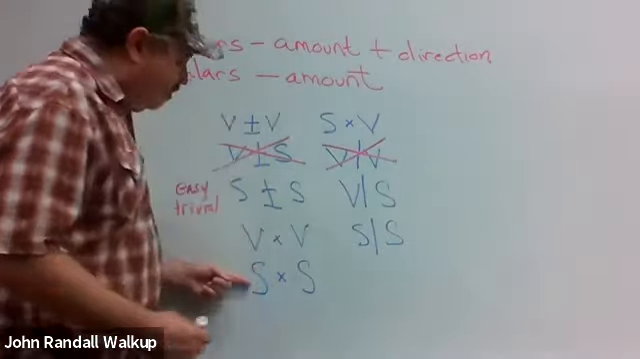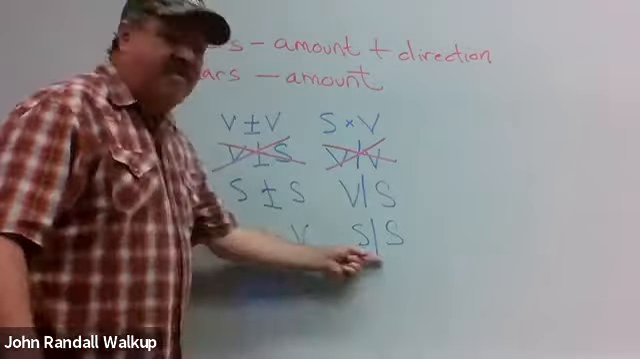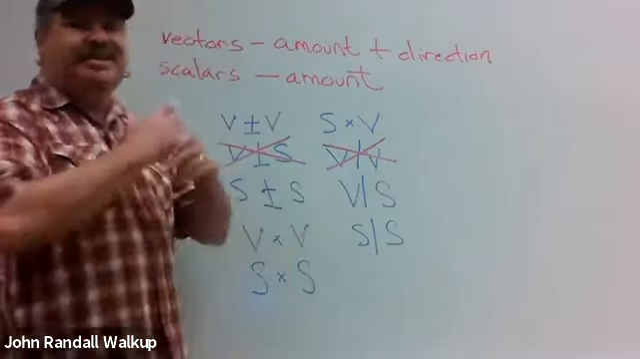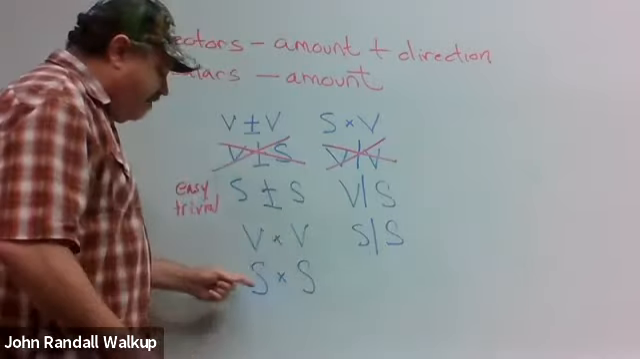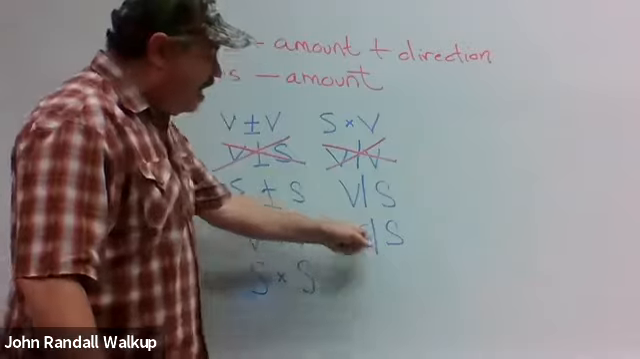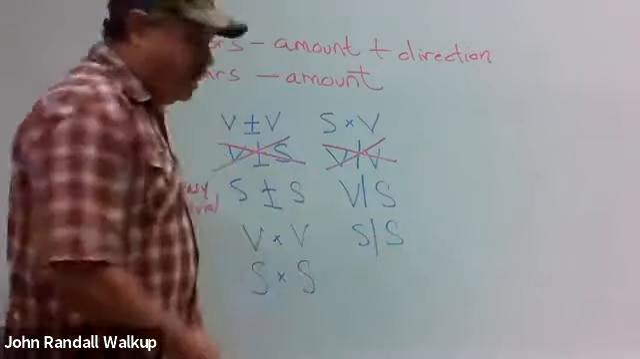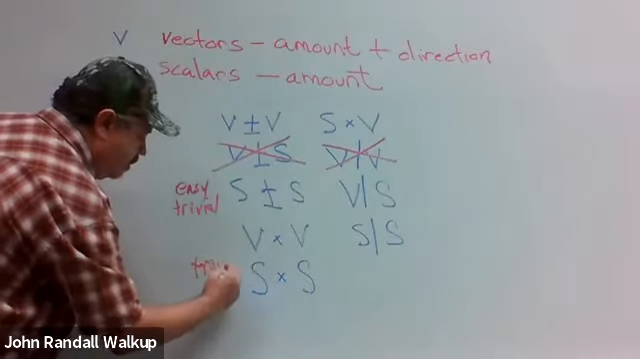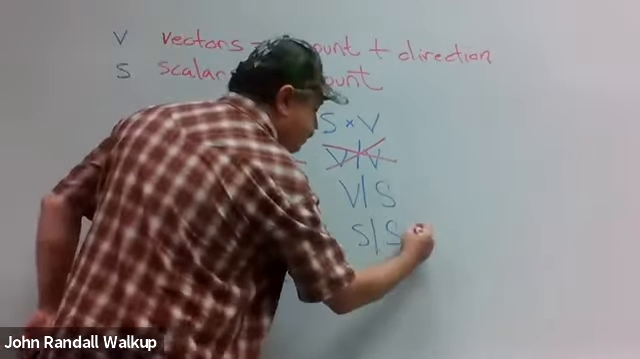What about multiplying scalars and dividing? These are just numbers. So they multiply and divide just like everything else. If you have 4 times 3, you get 12. And if you have 4 divided by 2, you get 2. So this is trivial. And so is this.